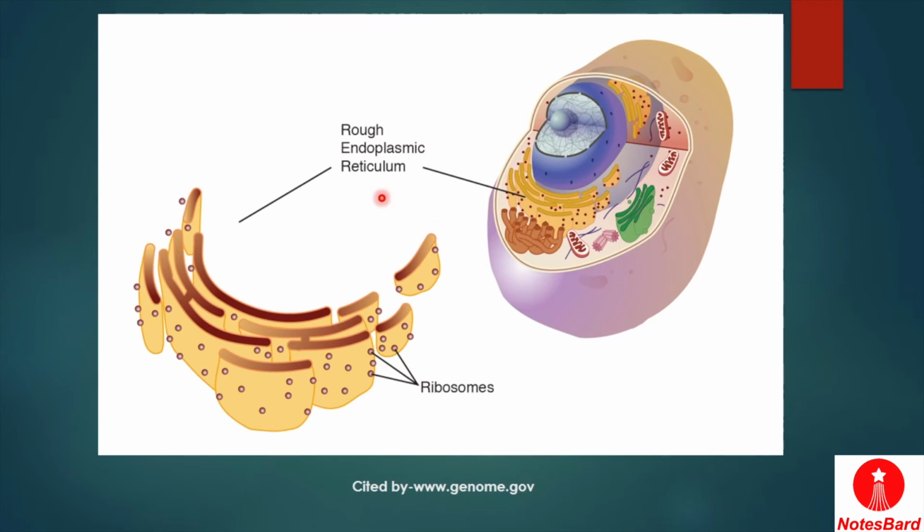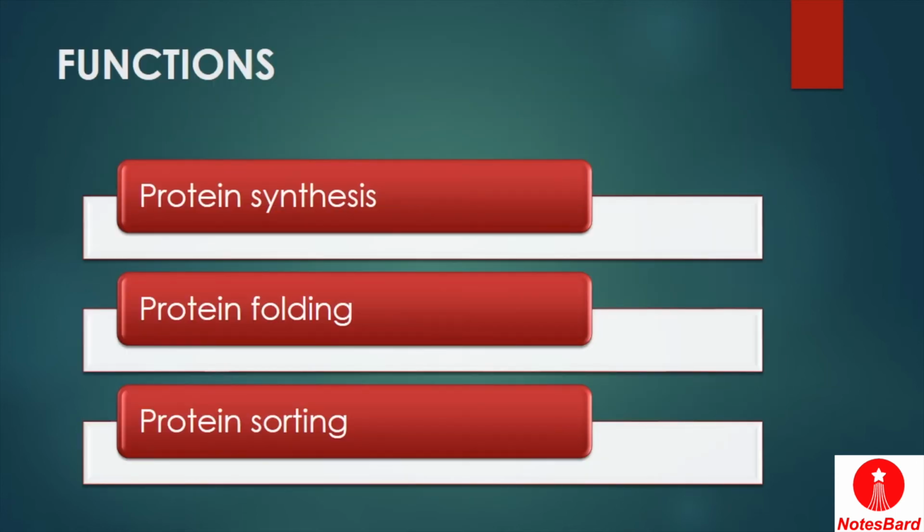When we see the zoomed structure of this rough endoplasmic reticulum, we can see some flattened sac-like structures which are connected with each other, and all the flattened sacs have ribosomes attached on their outer surface. Here we can see these are the ribosomes attached in their structure, and that's why it is considered a rough endoplasmic reticulum. So now let's understand the functions of the endoplasmic reticulum.